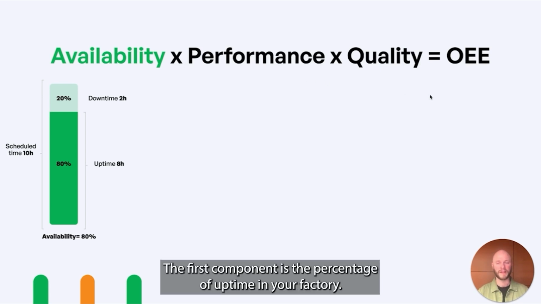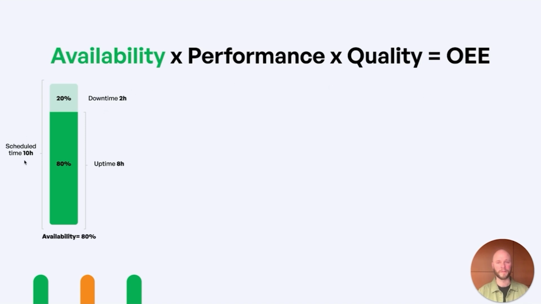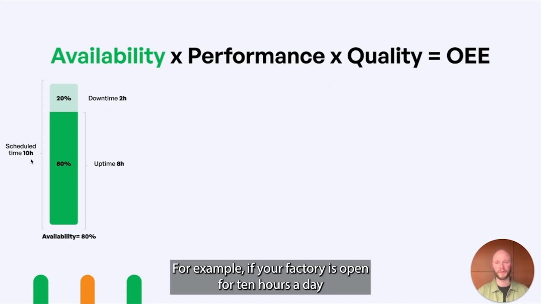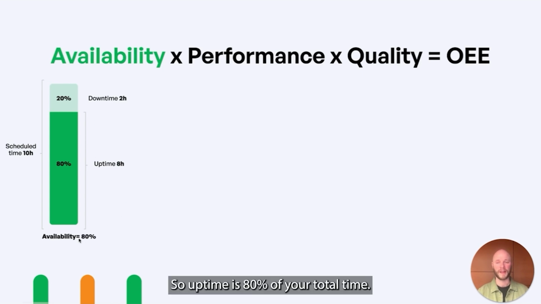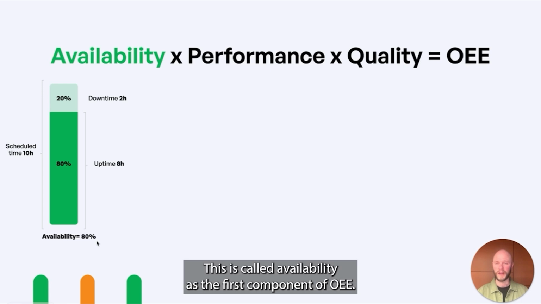The first component is the percentage of uptime in your factory. For example, if your factory is open for 10 hours a day and you have 2 hours of downtime, that means you have 8 hours of uptime. So uptime is 80% of your total time. This is called availability and it's the first component of OEE.